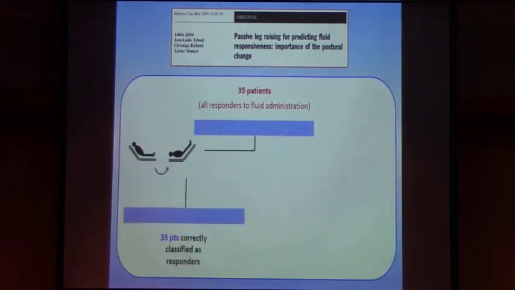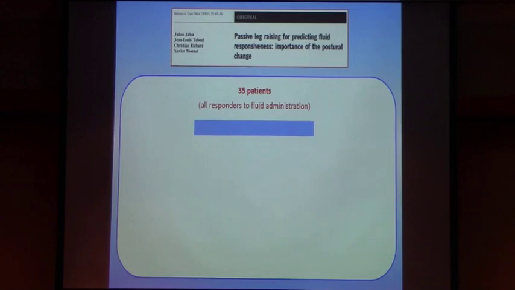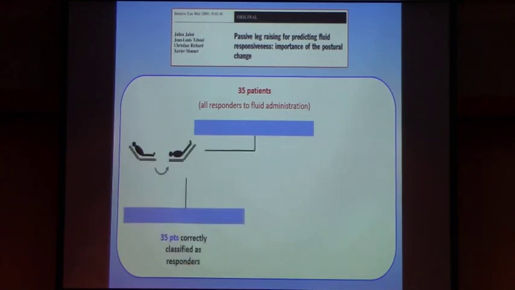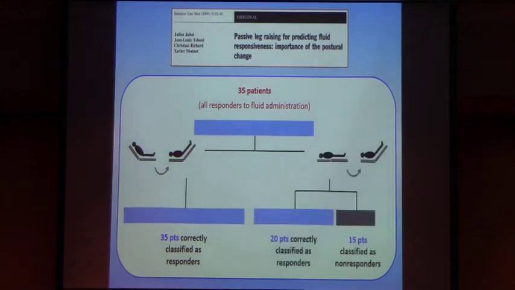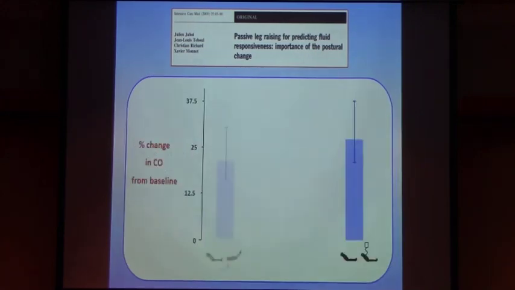And in fact, we included 35 patients, all responders. We included only responders to fluid. And look, when we use a semi-recumbent position as a starting position, all patients were well classified as responders. When we use a horizontal starting position, 20 patients were correctly classified and 15 were not correctly classified. So again, start from the semi-recumbent position. I will skip this.